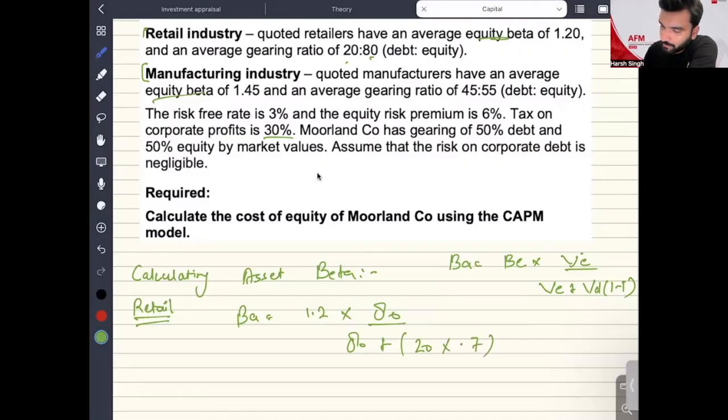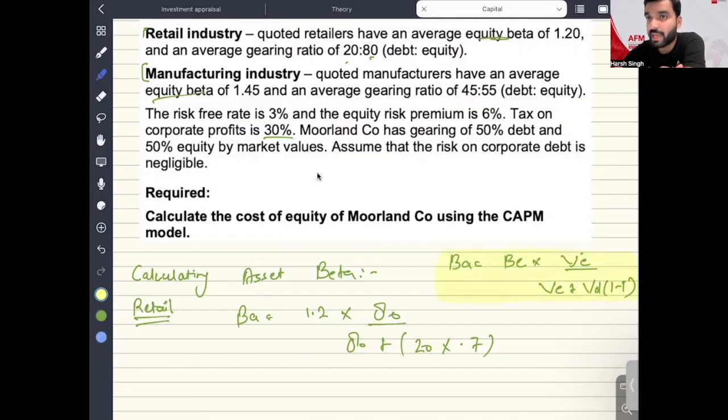Beta equity divided by 1 plus bracket 1 minus tax, then bracket debt divided by equity. This is for the simplified version. I guess this one is easier.